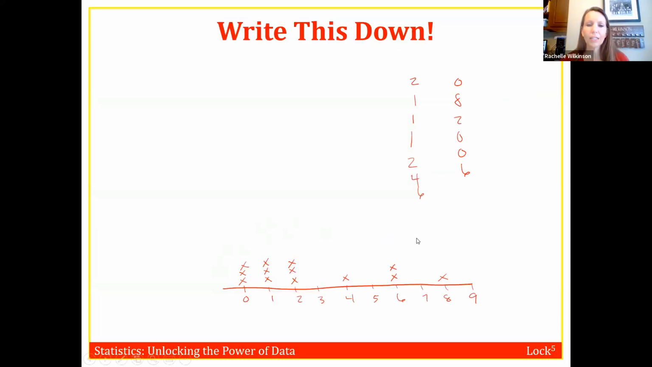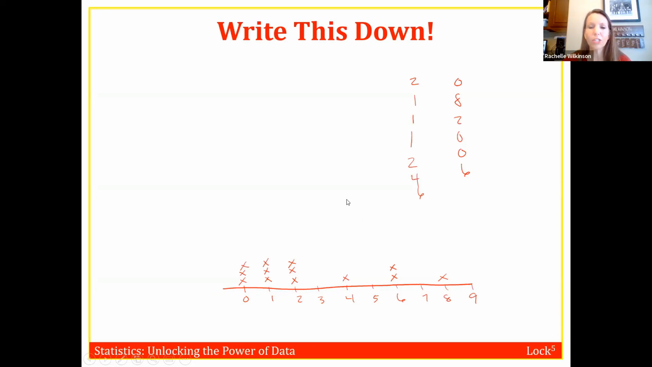Okay, what do you think is the shape of this distribution, of this dot plot? Okay, perfect, skewed right. Skewed right because we have a couple of people out here, somebody with 8 pets. That's a lot of pets to take care of. So they're a little bit of an outlier out there.